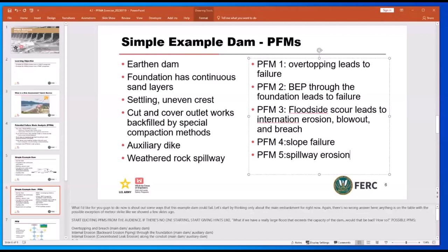So overtopping leads to failure. So we said that the dam has a settling, uneven crest. The crest isn't uniform all the way across, so that means maybe there's some low spots. So what do you guys think? Is overtopping, should that be a risk driver for us? Who said overtop? I think you did, right? What do you think about that? Should that be a risk driver for us, do you think?